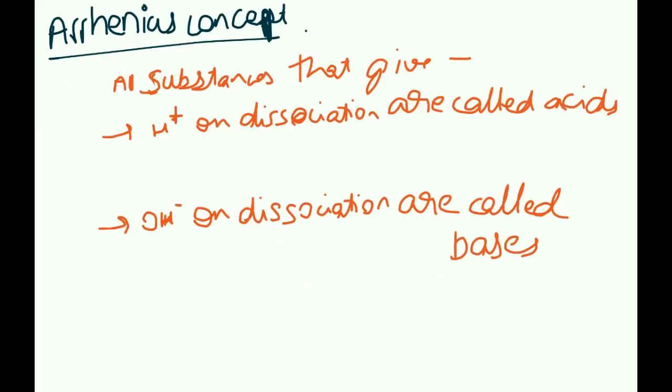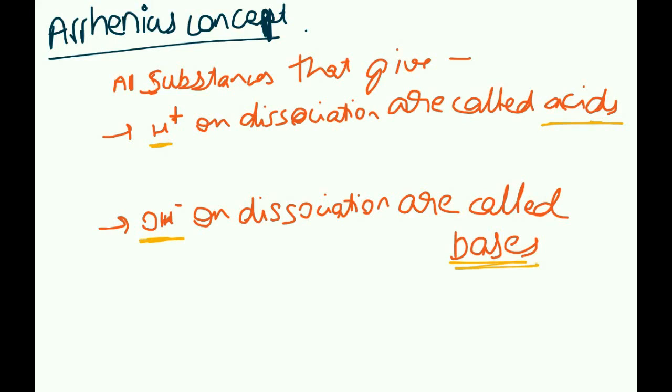According to the Arrhenius concept, acids and bases were classified on what ions they gave on dissociation. All the substances that gave H plus on dissociation were called acids, and all of them that gave OH minus were called bases. I'm pretty sure all of you know this because this is what we learned in 9th and 10th grade, isn't it?